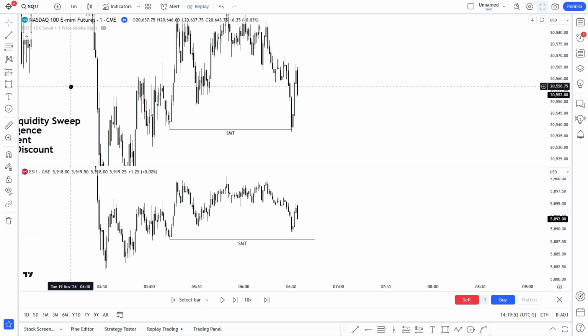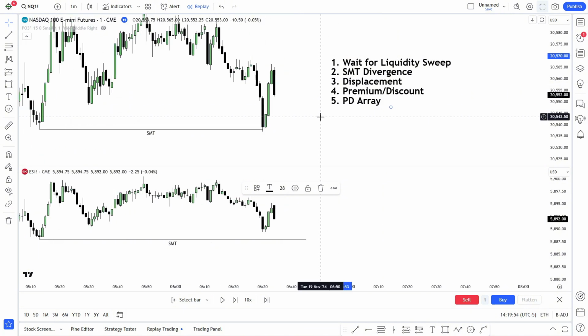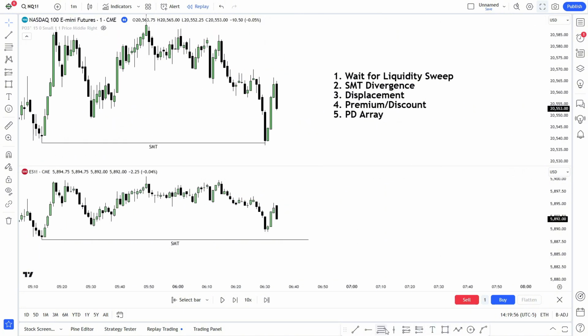So now once we get our displacement, we then look for premium and discount. We must be entering in a discount because here we are bullish. So 50% is there. We want to be entering at 50% or below. And then our PD array that we'll be entering off of, well, close to 50% is this down close candle, which is a bullish order block. You can also combine it with this fair value gap that we have here.